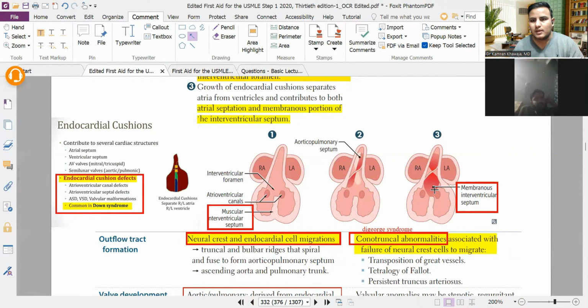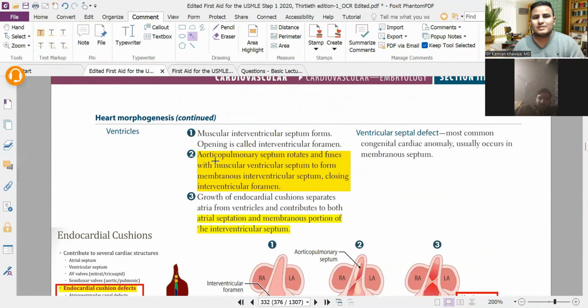You can see here, I have already discussed that between the interatrial septum and interventricular septum, there is the endocardial cushion. It is placed here. So first of all, the membranous interventricular septum starts and grows toward the endocardial cushion. So an MCQ came: which of the following interventricular septal parts has its origin from the endocardial cushion? You can say the membranous interventricular septum.